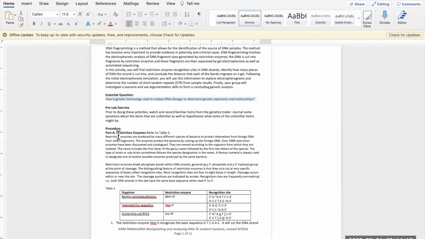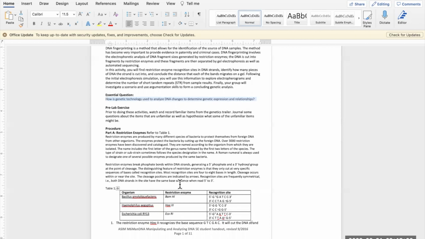Restriction enzymes are really important in splicing DNA and splitting it up. That helps us because DNA strands are very long, and they're much easier to read if we're able to see the different strands and how long those strands are. Restriction enzymes break the phosphate bonds that hold the DNA nucleotides together, and it generates a 5' phosphate and a 3' hydroxyl group at the point of cleavage. Remember, cleavage is the point where it is splitting up.